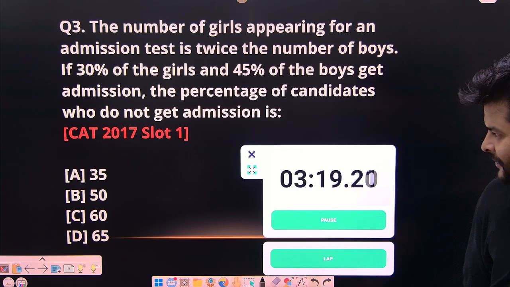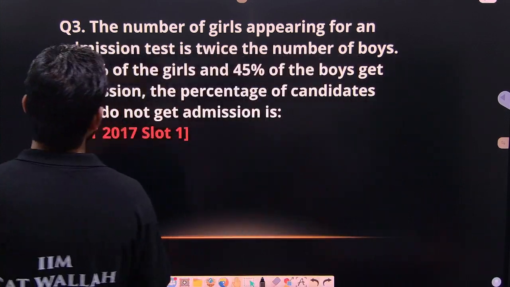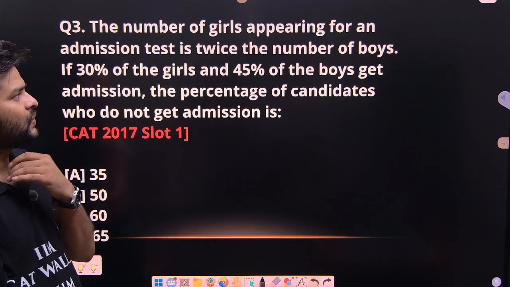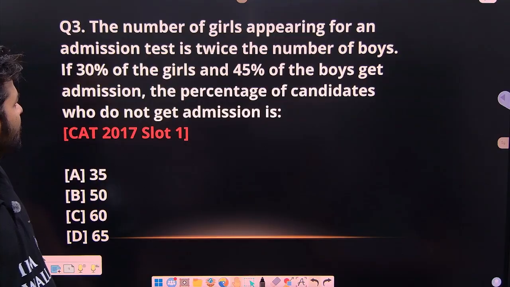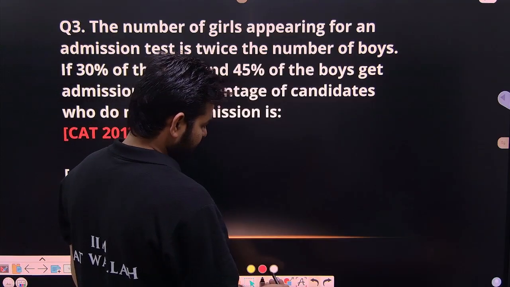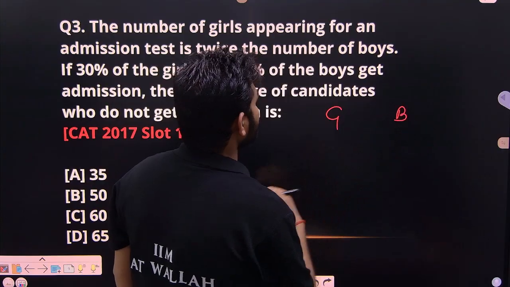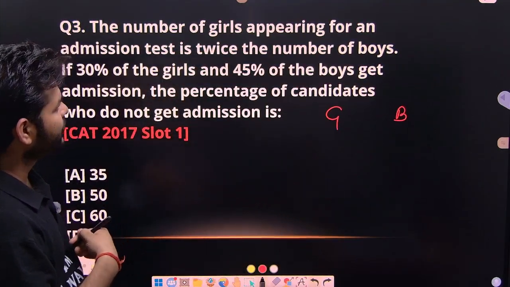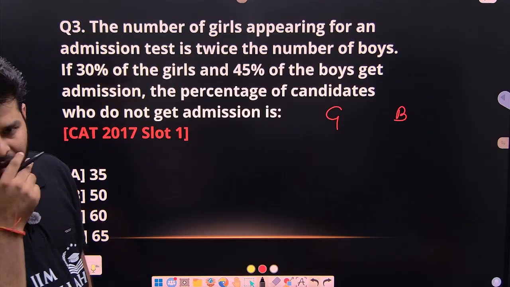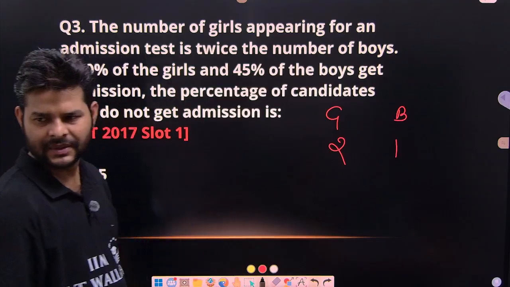Guys, have a look at it. How are we going to take the approach? The number of girls appearing for an admission test is twice the number of boys. So first we need to take the first condition, girls and boys. So if the number of girls appearing in admission is twice the number of boys, so if boys is 1, then girls are 2, a very simple concept.